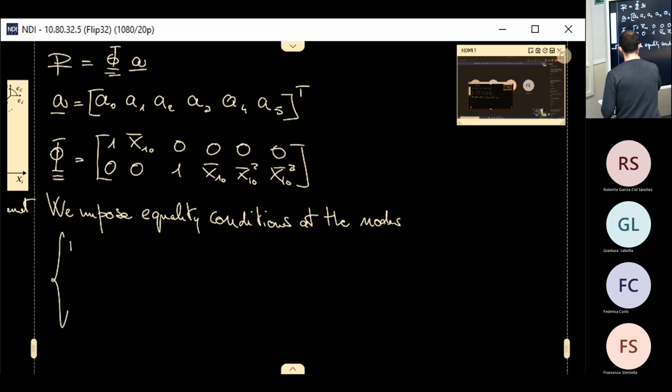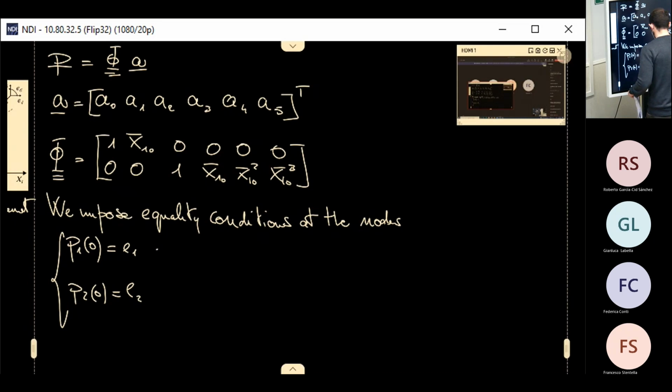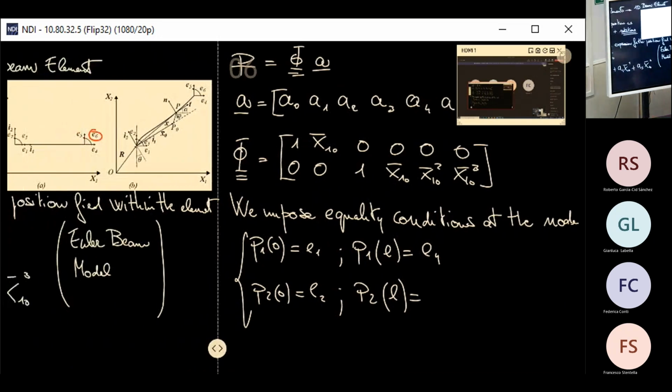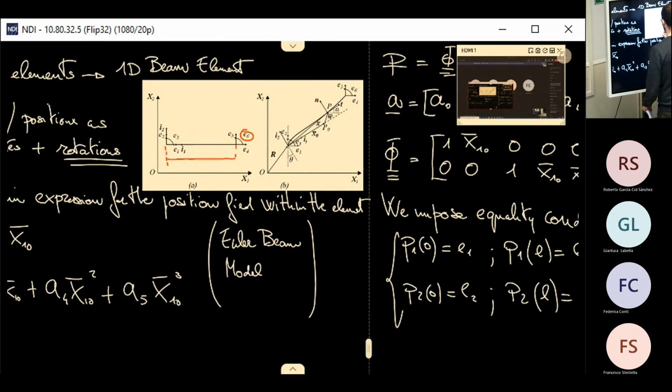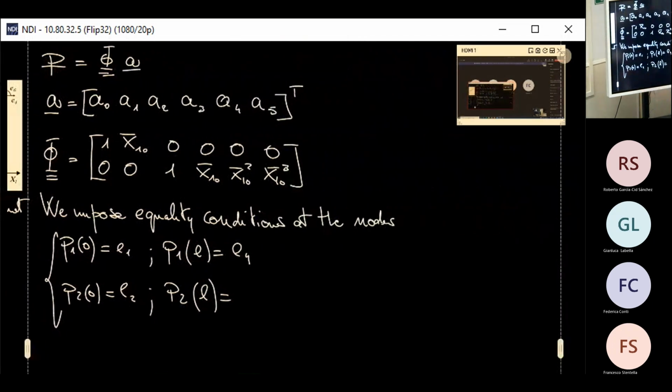And so again, P1 at 0 must be U1. P2 at 0 must be equal to E2. P1 at L must be equal to E4. P2 at L. So again, sorry, I missed it. The length of the element is L. Okay, that's it. That's the length. Okay. So. Yes. This is defined.